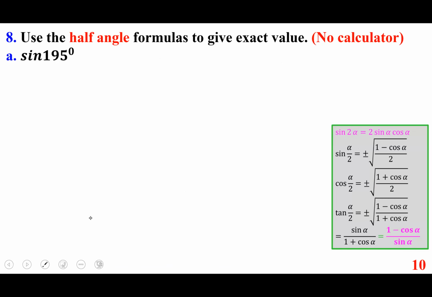And now we can use those, for example, the sine of 195. We know it's 390 over 2 because we're going to use the half angles. And as you know, 390 is the same as 30 degrees, so it makes it a common arc. So because we want sine of 390 over 2, we're going to use this formula.